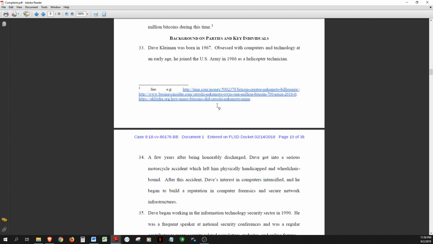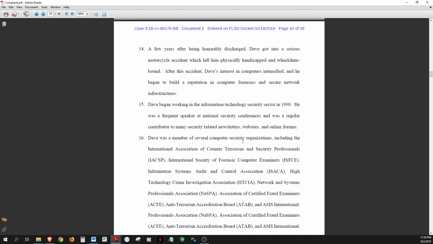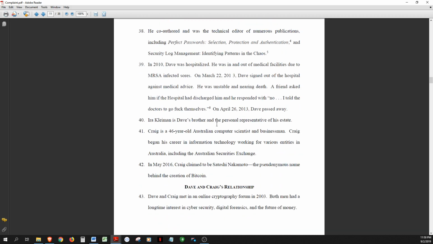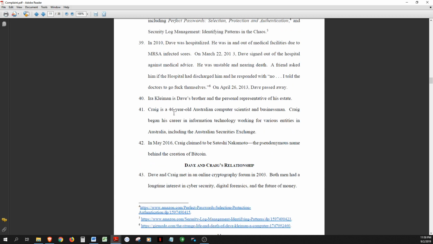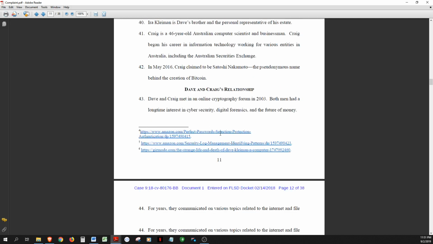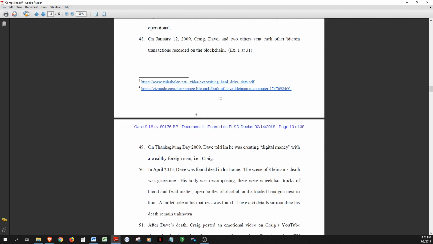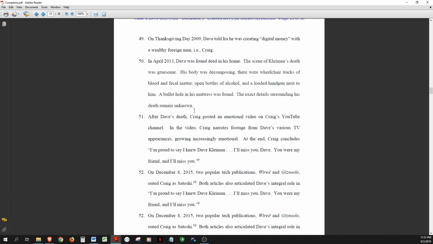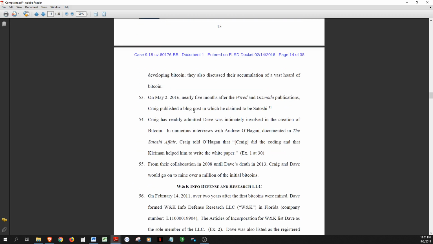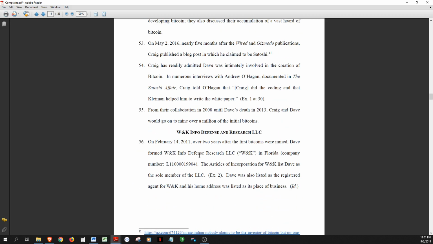Background on the parties. So here's some background on David Kleiman. He does a lot of crypto stuff. Ira is Dave's brother, personal representative. Dave and Craig's relationship. So this is how Dave and Craig Wright met in 2003. Eventually, they started to work together and formed W&K Info Defense Research LLC. So I presume W&K stands for Wright and Kleiman Info Defense Research LLC.